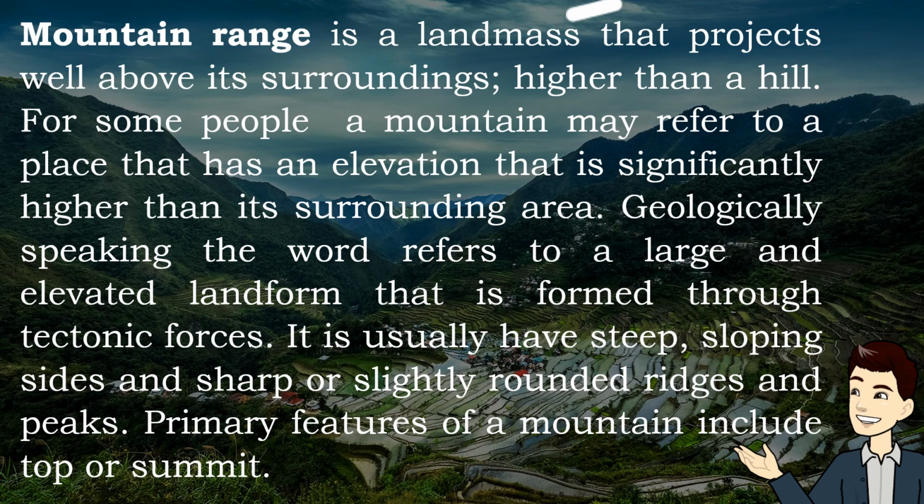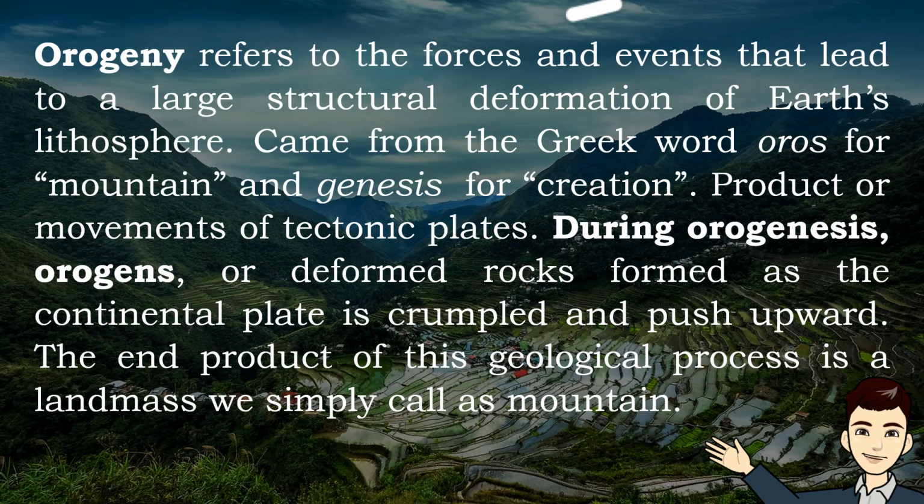It usually has steep, sloping sides and sharp or slightly rounded ridges and peaks. Primary features of a mountain include the top or summit. Orogeny refers to the forces and events that lead to a large structural deformation of Earth's lithosphere. It came from the Greek word oros for mountain and genesis for creation.